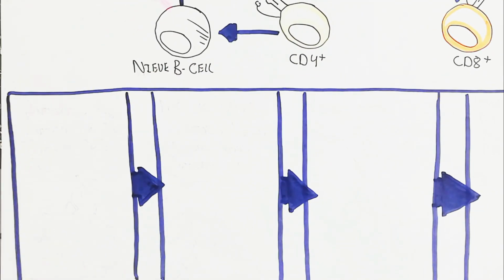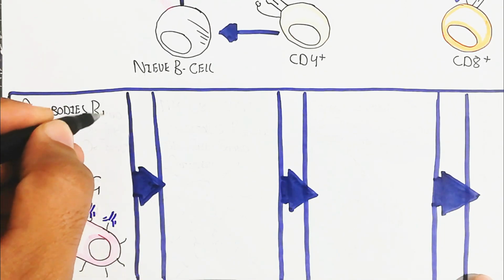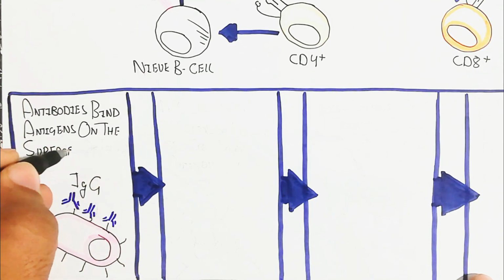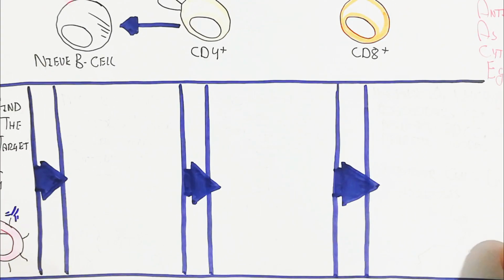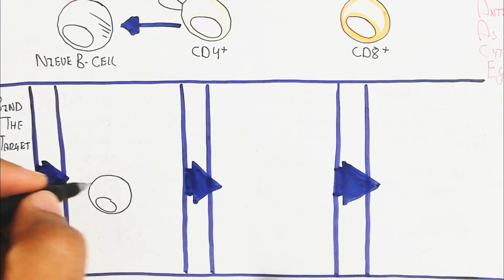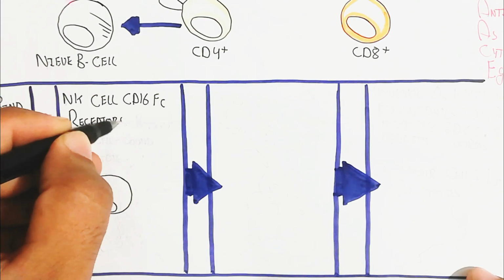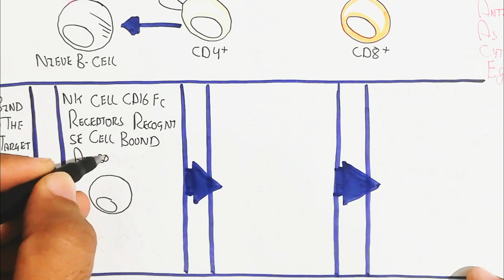Let's begin to understand the summarization. The antibodies bind antigen on the surface of the target cell. In this way, the surface of the target cell has IgG. The natural killer cell has the CD16 Fc receptor, which recognizes cell-bound antibodies. The cell-bound antibodies will form a complex in this way.